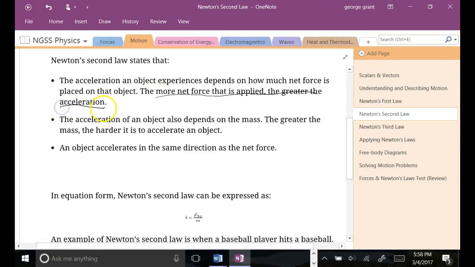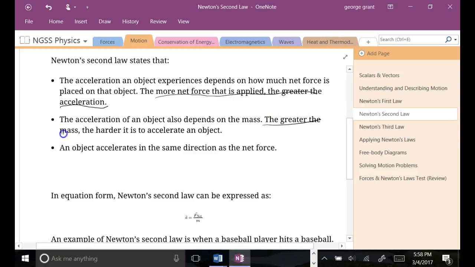So this is what we call mathematically a direct relationship. The more net force, the greater the acceleration. The variables always change in the same direction. The less net force, the less the acceleration. The acceleration of an object also depends on the mass. The greater the mass, the harder it is to accelerate the object.